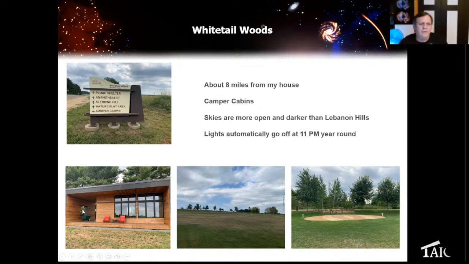And down here it shows the camper cabin, and they're basically very rustic. There is electricity here, and there's bunks in there. You can sleep overnight. The problem is they're so popular you can't get into them. But the next picture in the middle shows the view that I would have if I was to image out there. Like I said, I haven't done that yet, but I'm hoping this fall and this winter I can utilize that. And then to the far right, that is another little amphitheater at Whitetail Woods.